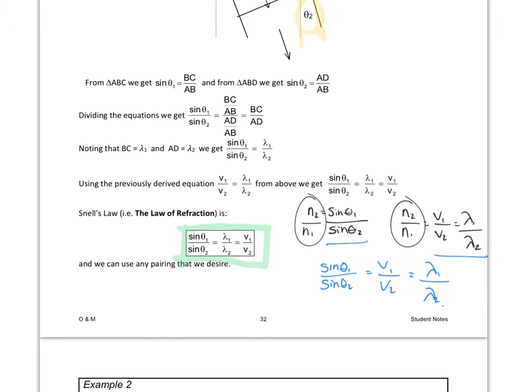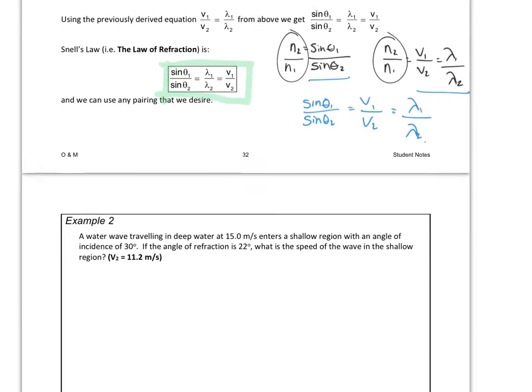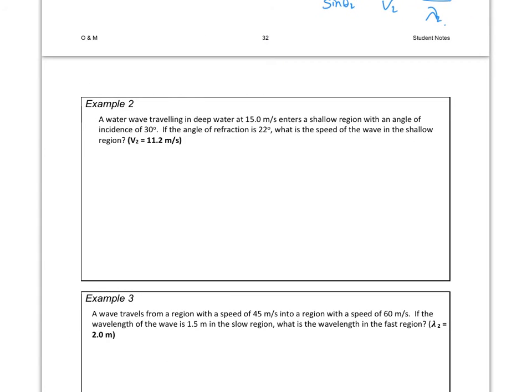Now, this means that any part of this formula can be equal to each other. So this fraction could be equal to this fraction, or this fraction can be equal to this fraction. Remember, we're only going to be using two at a time here to solve for some unknowns. So a water wave traveling in deep water at 15 meters per second enters a shallow region with an angle of incidence of 30 degrees. If the angle of refraction is 22, what is the speed of the wave in the shallow region?